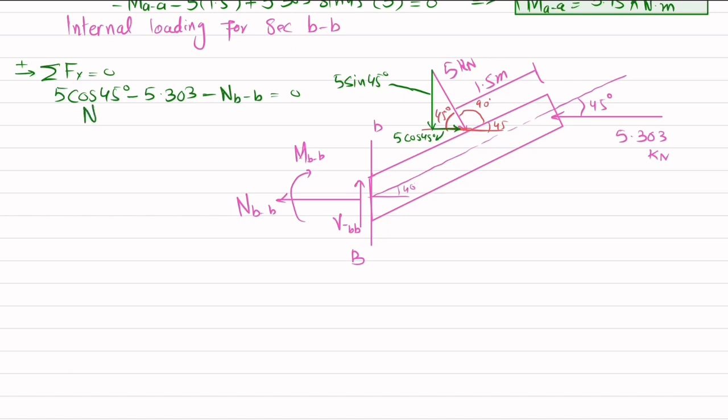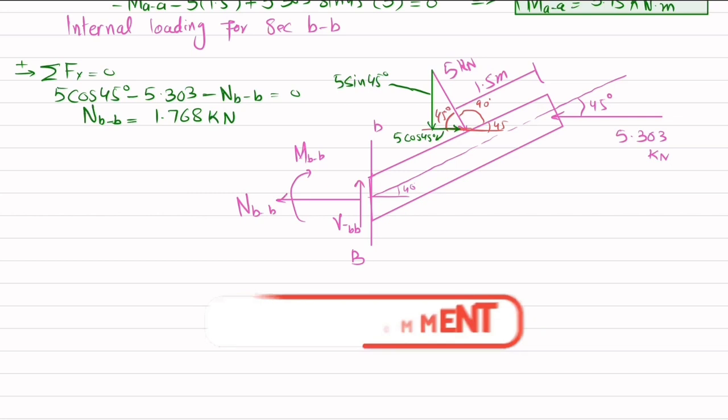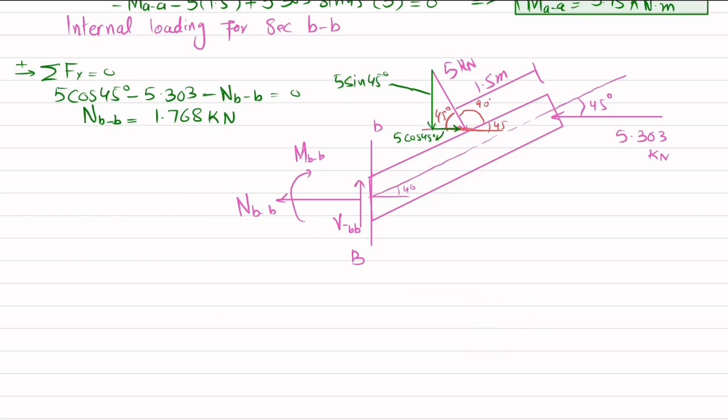So you will get NBB equal to 1.768 kilonewton, and this value is negative also, so it means that our assumed direction is wrong. NBB should be in this direction.